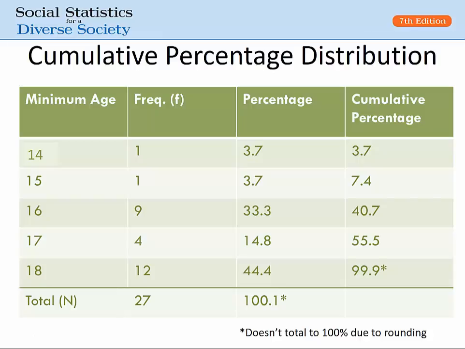The 17-year-olds, there were 14.8% of the population. We add 14.8 to 40.7, and we get 55.5%. And then in the final group, the 18-year-olds, there were 44.4%. So we add that to 55.5 and we get 99.9%. And as I stated on the previous slide, we do make a note when totals don't add to 100%, because there is always a chance of rounding error.